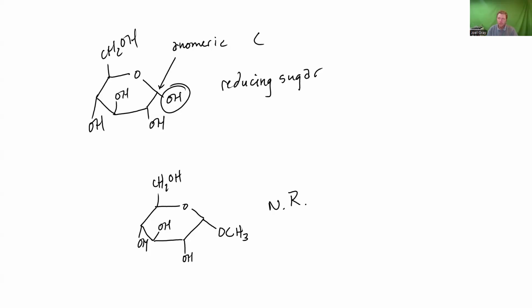determine if it's a reducing or a non-reducing sugar, I'm going to look for an oxygen within my ring. I'm going to find my anomeric carbon, and then if I have an OH group bound to that, that's my indication that I have a reducing sugar. Now, if I have an oxygen within my ring, an anomeric carbon, and then there's my oxygen that I'm singly bound to, but that is then singly bound to an R group, then I'm not dealing with a reducing sugar.